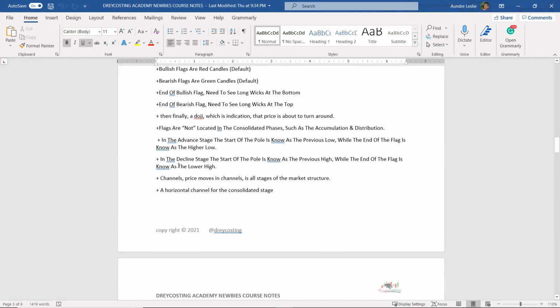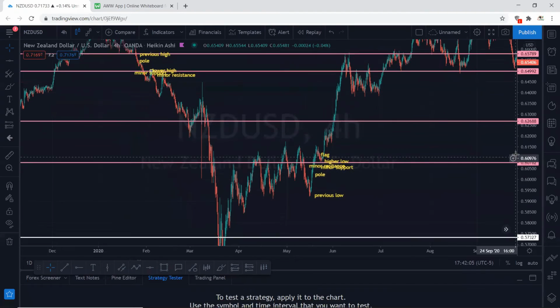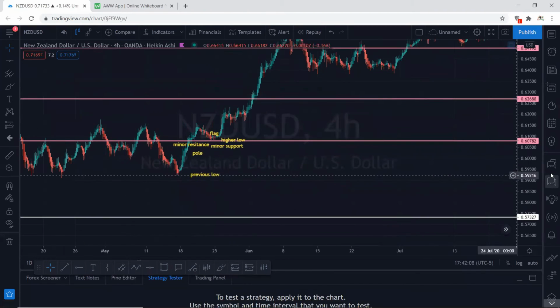Let me go through it and illustrate. In the advanced stage, the start of the pole is known as the previous low. The end of the flag is known as the higher low. In the decline phase, the start of the pole is known as the previous high, while the end of the flag is known as the lower high. Simple, right? Because I'm putting a lot of technicalities to it.